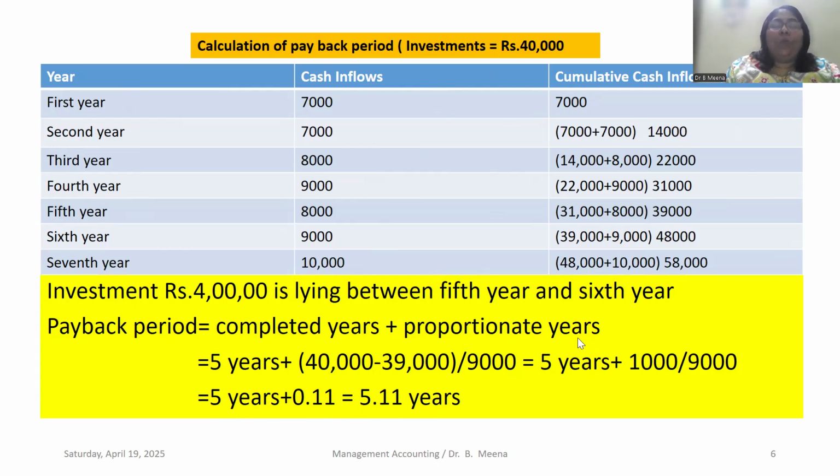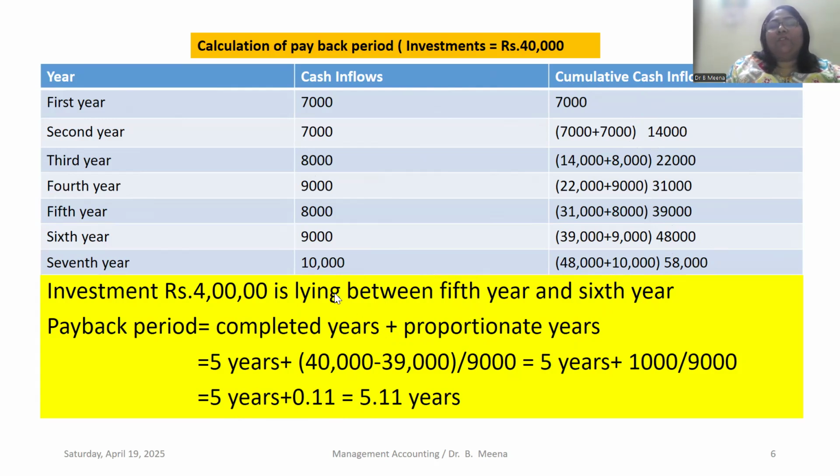I hope you are able to understand what I'm trying to make you understand. That is, if the annual cash inflows given in the question vary between the years, then how do we calculate the payback period? We need to work out the cumulative cash inflows. Then we can compare and see in which year the investment is lying.